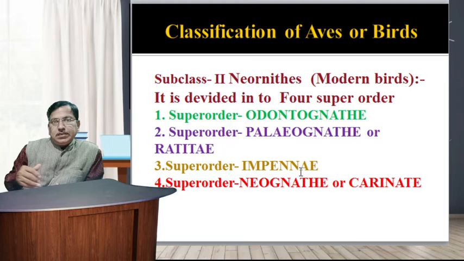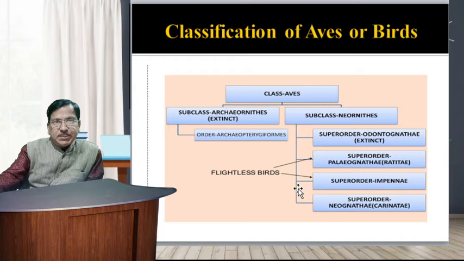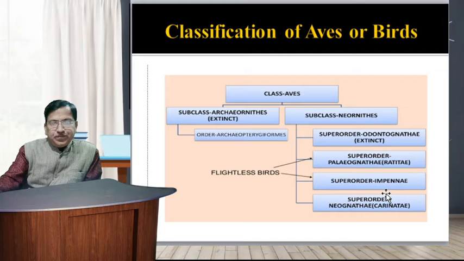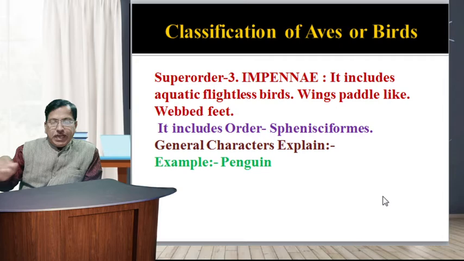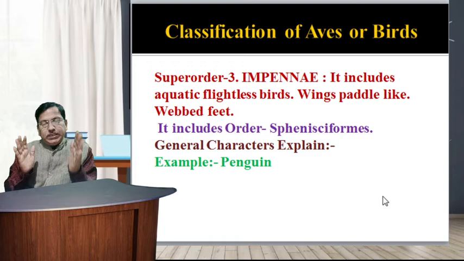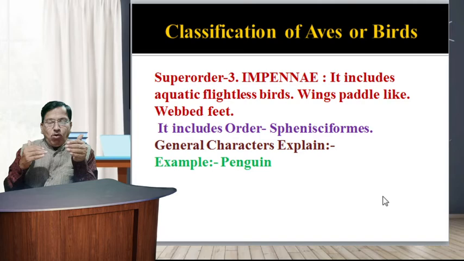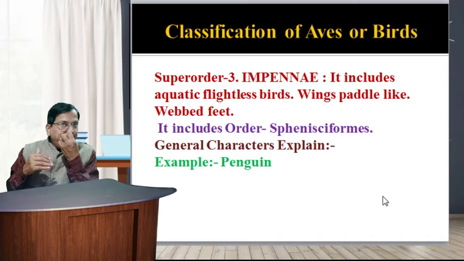Impeni. The general characters of this superorder: in the schematic representation, the superclass Archornithes is extinct, subclass Neornithes, superorder Odontognathi extinct, superorder Palognathi are the ratite birds, and superorder Impeni includes aquatic flightless birds, big birds that live in water and cannot fly. Wings paddle like, feet webbed, small scale like feathers cover the whole body, they come ashore to breed.